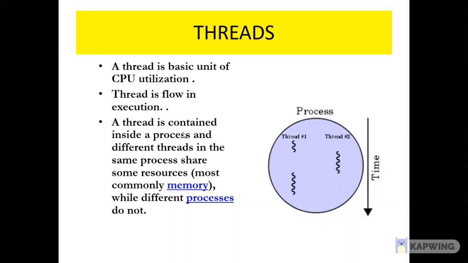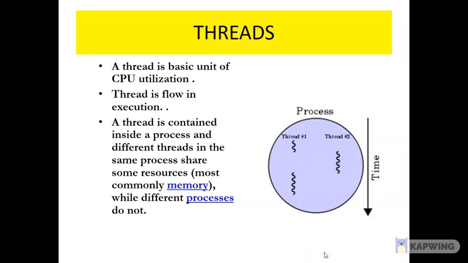A thread is contained inside a process, and different threads in the same process share some resources, most commonly memory, while different processes do not share memory. So this is the difference. Suppose in your program you have processes P1 and P2. P1 and P2 will not share the memory. Processes do not share memory, while threads share memory. This is the first difference between process and thread.